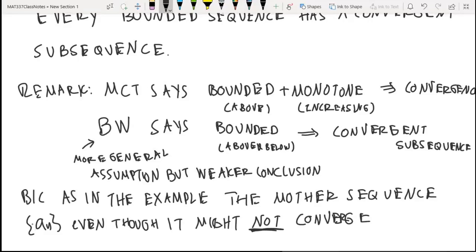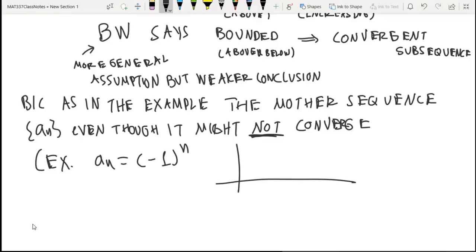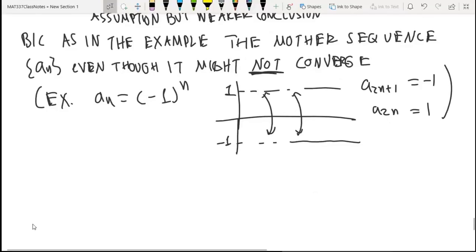Another simpler example is An equal to minus 1 to the n. So again, it keeps jumping back and forth. And A2n plus 1 is minus 1, A2n is 1. So these converge, but the mother sequence does not. Good.